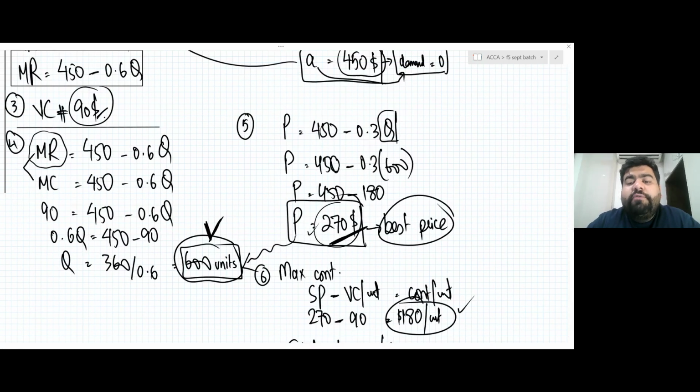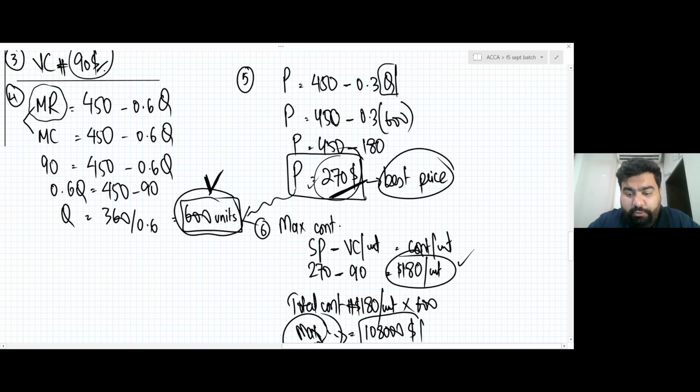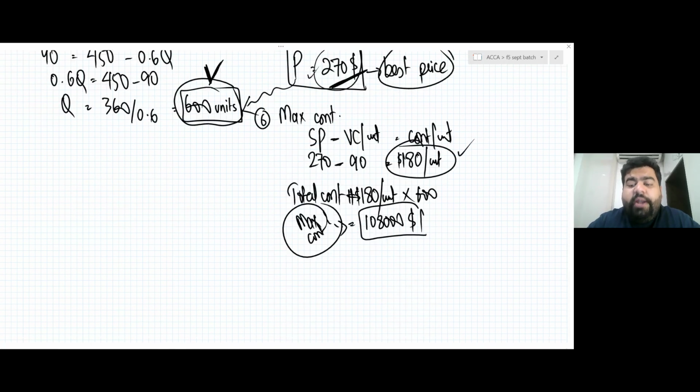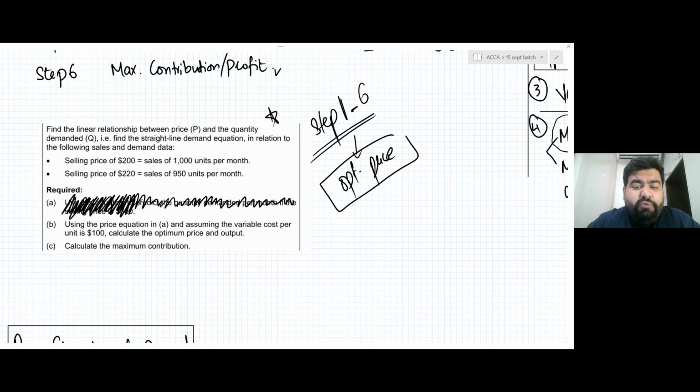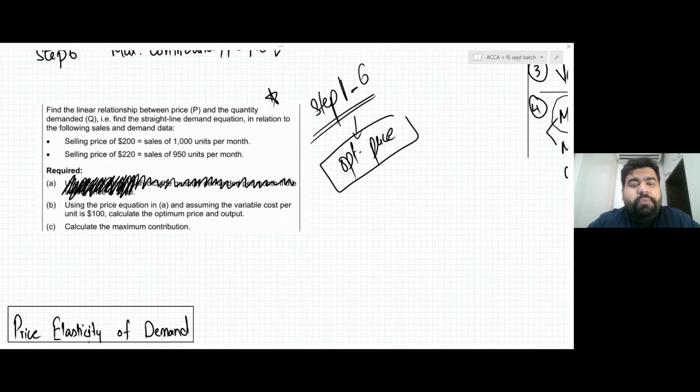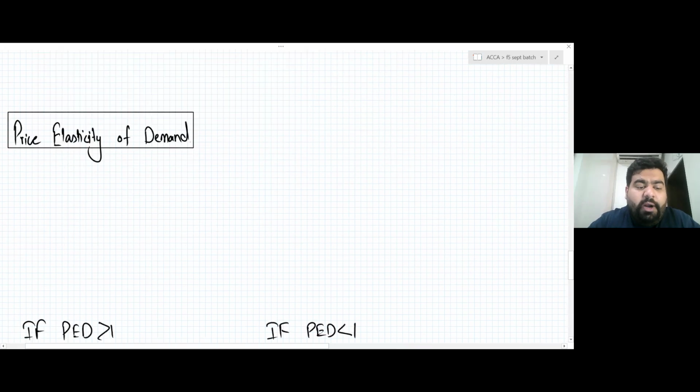Then we put this quantity in the price formula. P is equal to 450 minus 0.3Q. Instead of Q write 600, and then we calculate P is equal to 270, the best price at which we can earn the maximum contribution. And we have already calculated that: 108,000. Then I've given you the same type of question to do these steps to calculate the optimum price. If you haven't done this assignment, first do this assignment, then watch the next part.